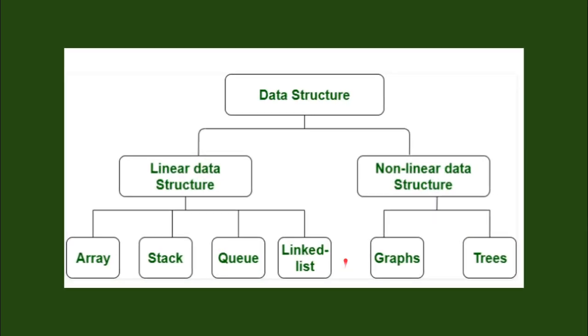Now let us see the data structure types. There are, in major, two different data structures: linear data structure and non-linear data structure. As the name implies, a linear data structure consists of the same type of data arranged in consecutive memory locations. Examples are array, stack, queue and linked list.